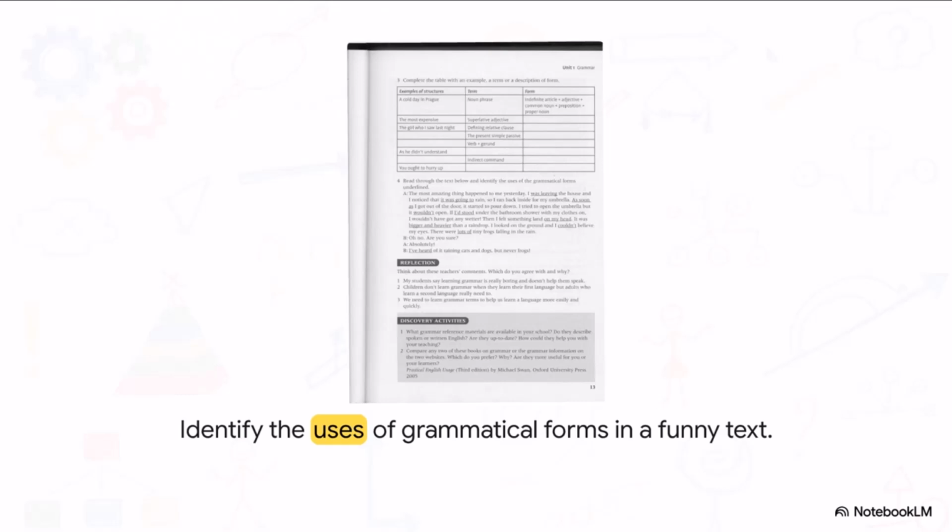This is brilliant because it proves to learners that grammar isn't just dry rules. It's literally the mechanical engine of storytelling. It is how we convey surprise, sequence events, and share experiences.